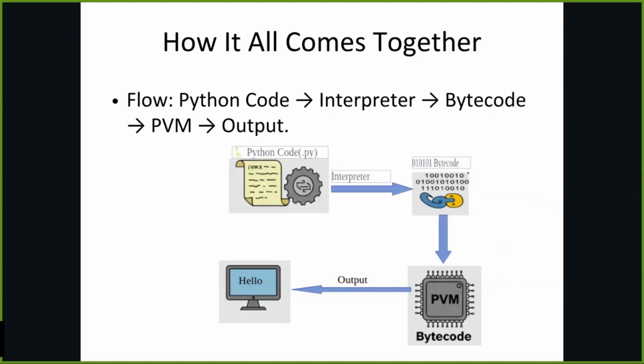operations. The Python code goes to the interpreter, then it is transformed into bytecode, zeros and ones, then passed into the PVM, and finally produces the output. Then you can see the output. So the user can read that output, but the user doesn't care what is behind it, though that output has passed through these processes.